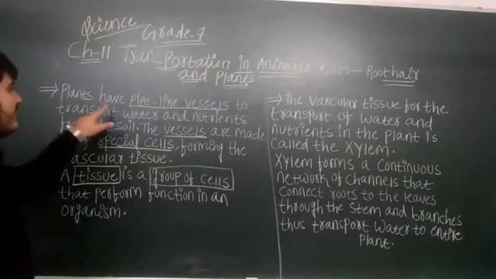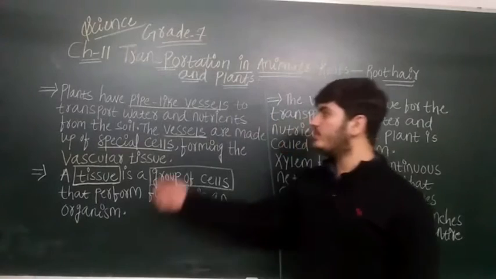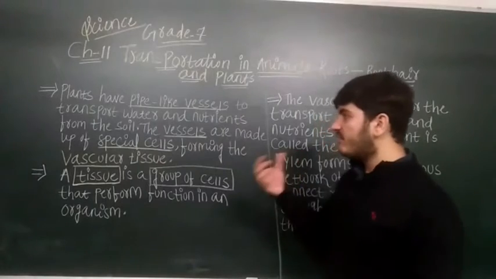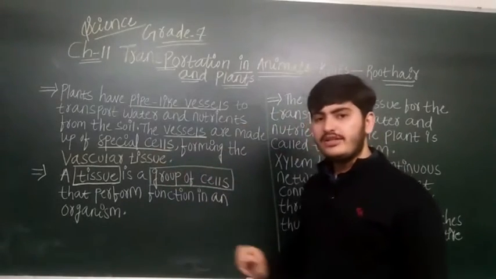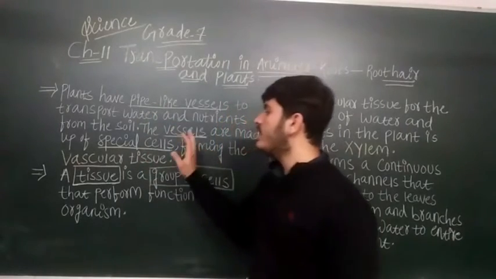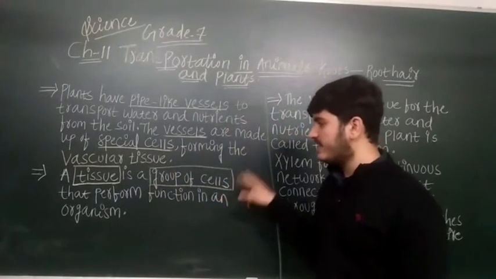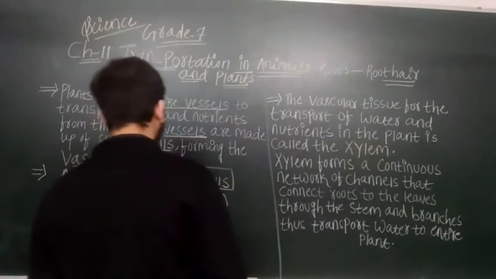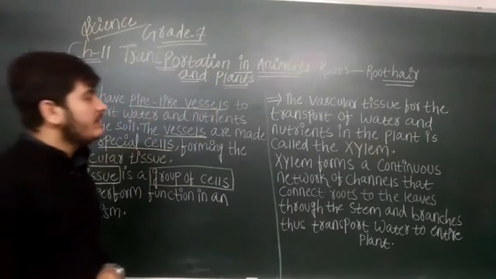Let's see again. Plants have pipe-like vessels. Just keep this in mind. Plants have pipe-like vessels to transport water and nutrients from the soil. Now, what are these vessels made up of? Vessels are made up of special cells forming the vascular tissue. Now, what is tissue? We have learned that vessels are made of special cells, and that is called vascular tissue. But first, what is the meaning of tissue? Tissue means a group of cells that perform a function in an organism, helping the organism. That is known as tissue.